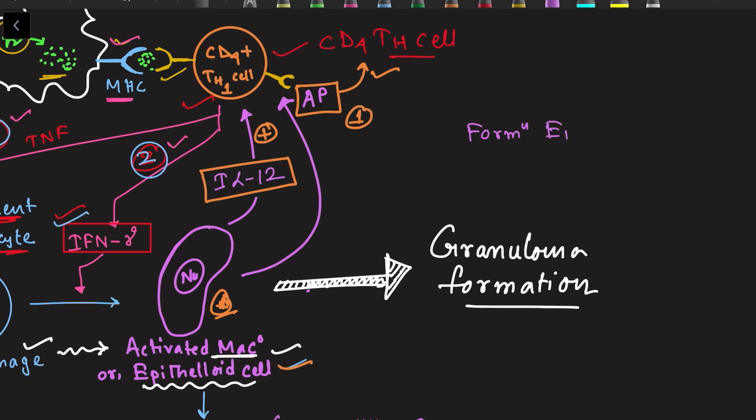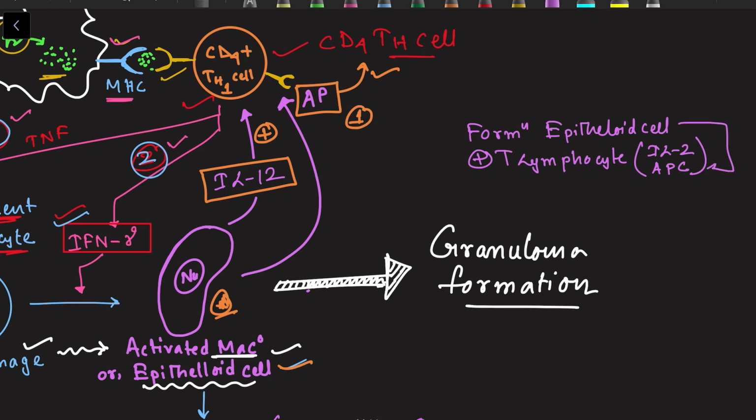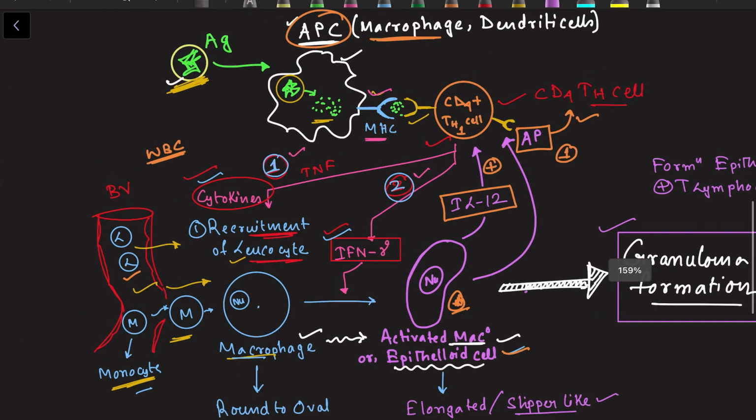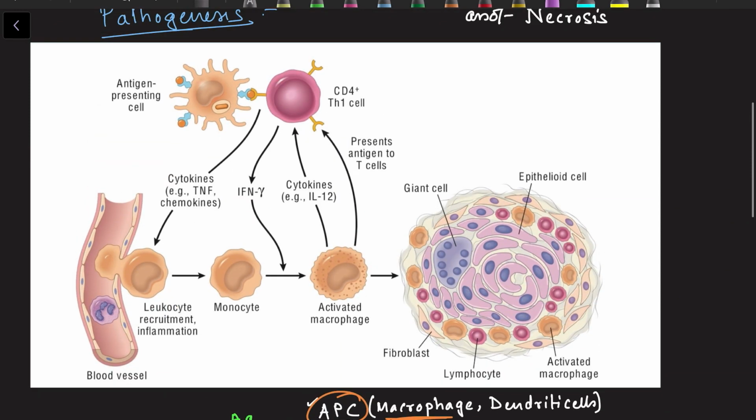So this whole process, the formation of the epithelioid cell and the activation of T lymphocytes by interleukin 12 or by antigen presentation through the epithelioid cell, leads to formation of a granuloma. This is what happens in granulomatous inflammation.